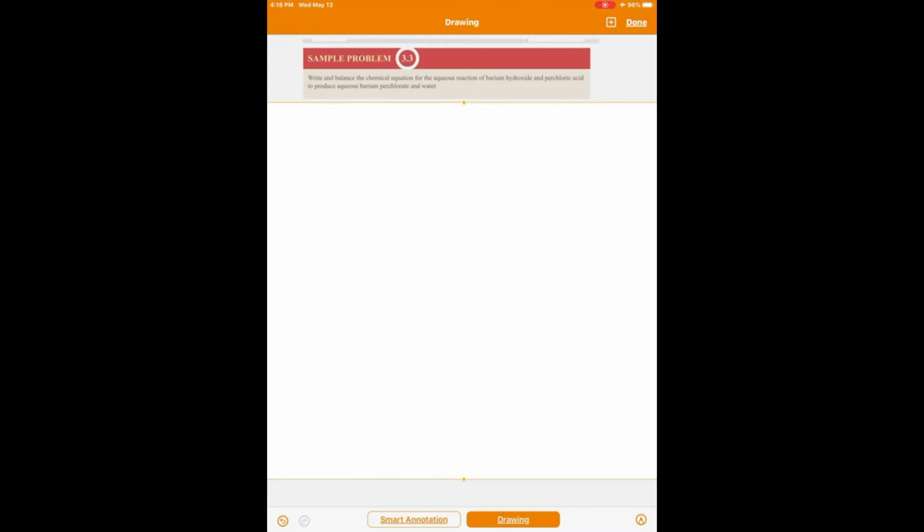Okay, sample problem 3.3. Write and balance the chemical equation for the aqueous reaction of barium hydroxide and perchloric acid to produce aqueous barium perchlorate and water. Now, one of the things that's difficult about this particular problem is that they're giving the names of materials instead of giving you the chemical formulas.